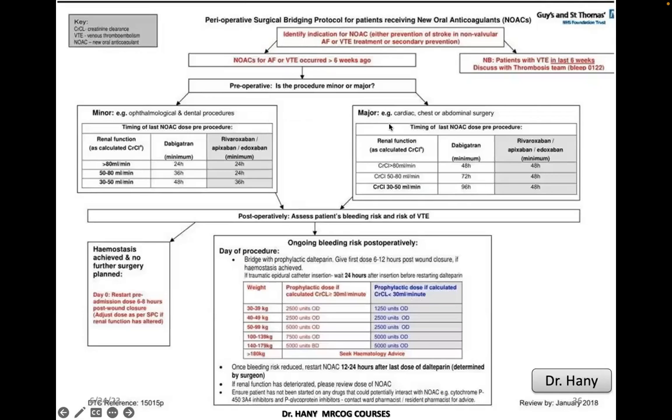The NOAC is almost the same, but take care, because sometimes I will not give it if there is a risk of bleeding.